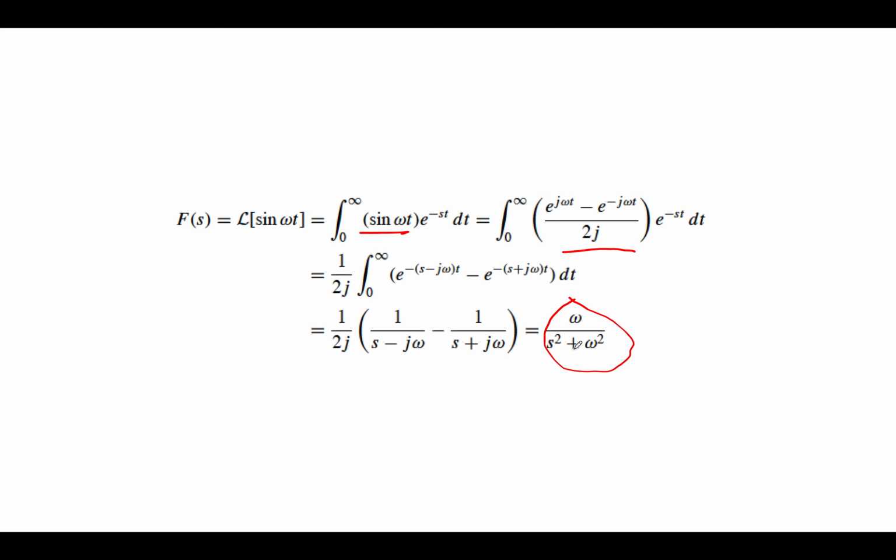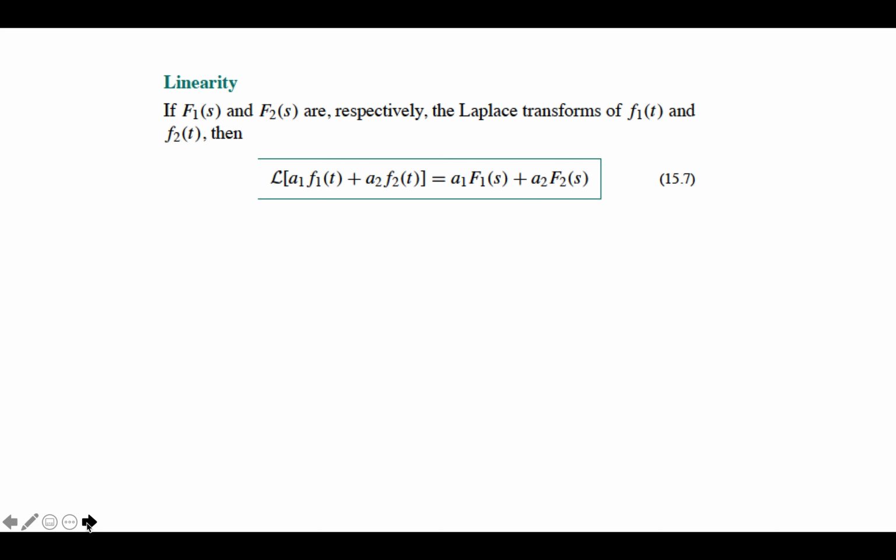So what I want to focus on here is the denominator, because cosine has the same form except there's an s in the numerator. But if you look, this s squared plus omega squared can't be factored further into real roots. So anytime in the Laplace domain you have something of the form s squared plus a constant in the denominator, you know that that's going to transform into a sinusoid or a cosine.